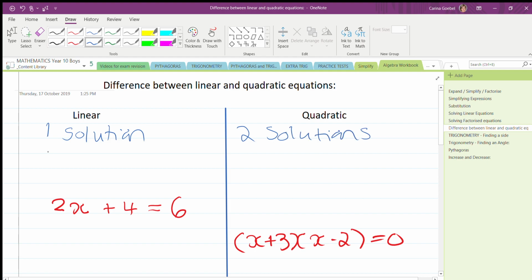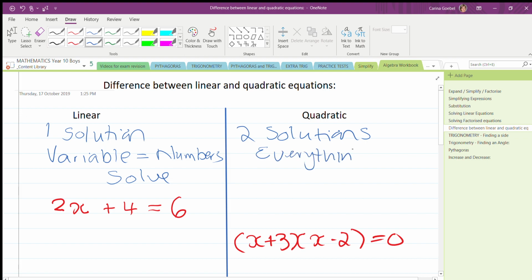The second thing is, with a linear equation, you will place all your variables on one side, and it doesn't matter which side you do that, and you will put all your numbers, your constants, on the other side, and then you will solve it. With a quadratic equation, you will have everything on one side, again it doesn't matter which side, and you'll make it equal to 0. Thereafter, you need to ensure that it is factorized, and then you can go ahead and solve.